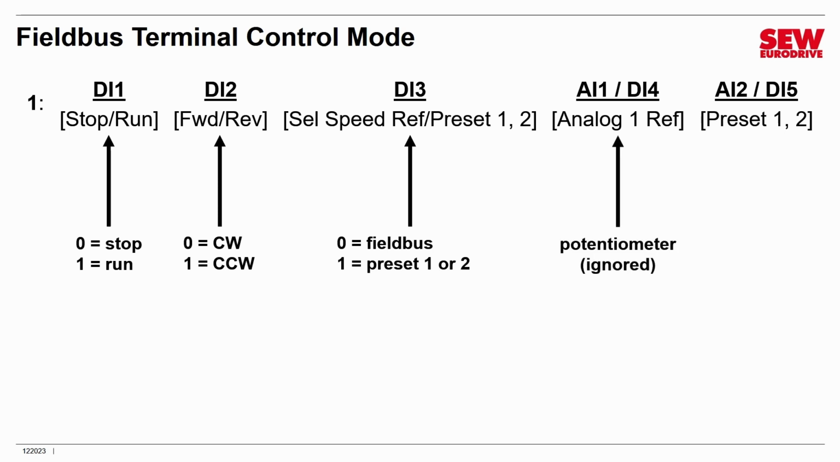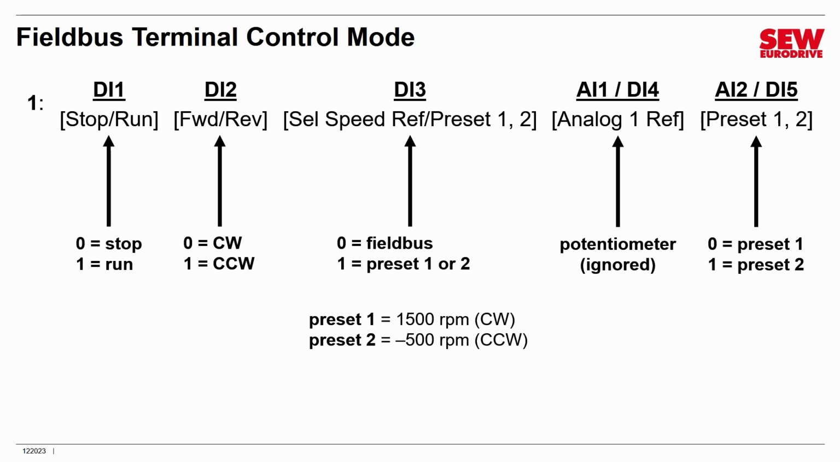Analog input 1, which is still connected to a potentiometer on my VFD, is actually going to be ignored because the selected speed reference is no longer the potentiometer, it's the field bus, so this input is kind of a pointless one. And then analog input 2, digital input 5 selects between preset 1 and 2. Since I have a potentiometer there, I'm going to be using it like a switch by turning it all the way down or all the way up. So I'm going to try out all these functions in just a second to see if they work as we expect. And I'll just remind you what my 2 presets currently are in my VFD. Preset 1 is 1500 RPM clockwise, and preset 2 is 500 RPM counterclockwise.